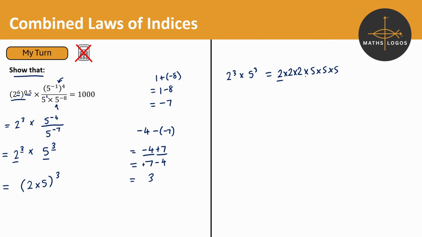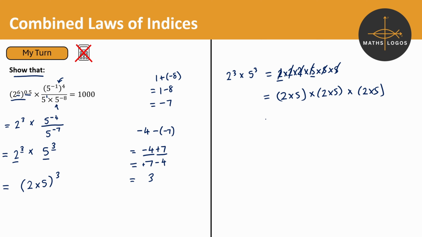And what I can do is change the order of this multiplication and pair them up. I can do 2 multiplied by 5, let's get rid of these two, and then do that again, 2 multiplied by 5, and then do it a last time.